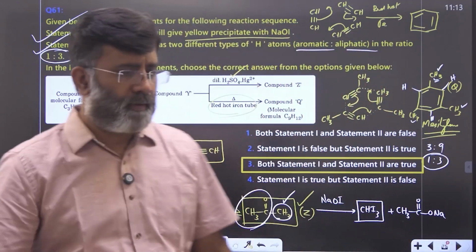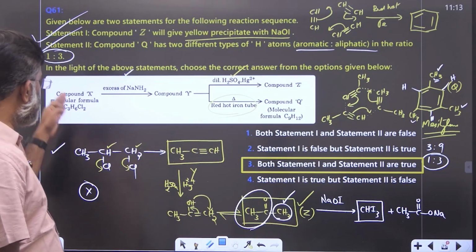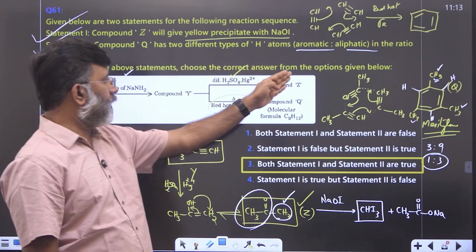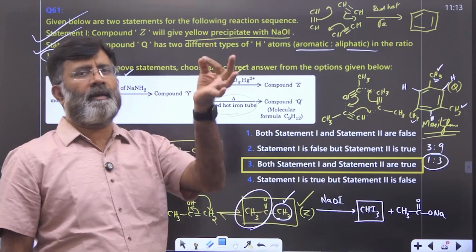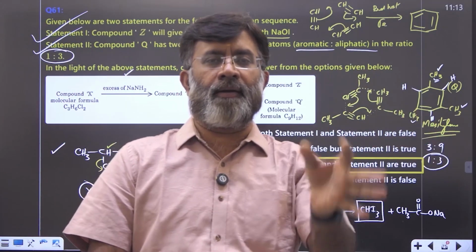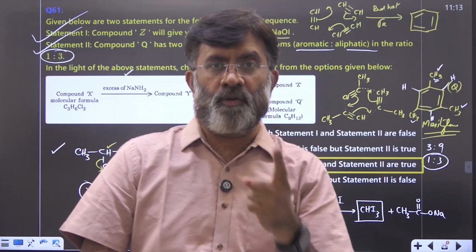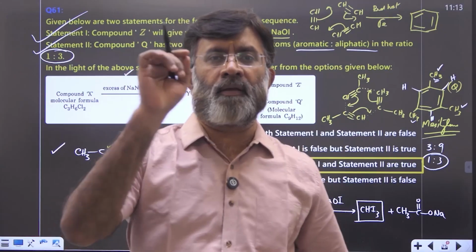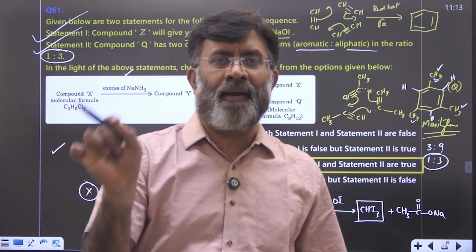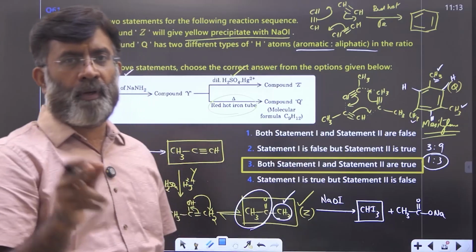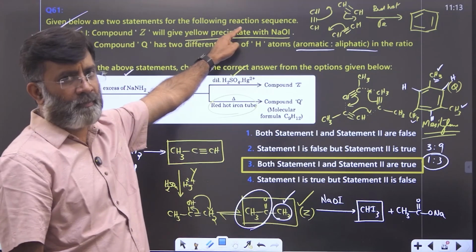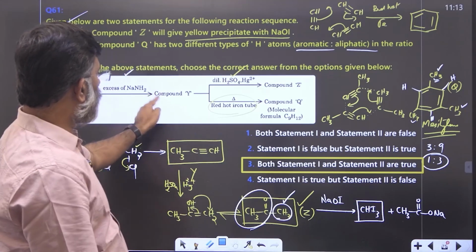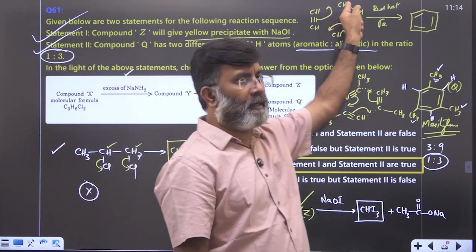Okay, so please have a look at the reaction once again. This is compound X. When treated with excess NaNH2, you get propyne. Propyne hydration gives acetone. Ethyne upon hydration gives ethanal, an aldehyde. Any higher alkyne upon hydration gives the corresponding ketone. Propyne hydration gives propanone, that is acetone, which will respond to the haloform test. First statement correct.